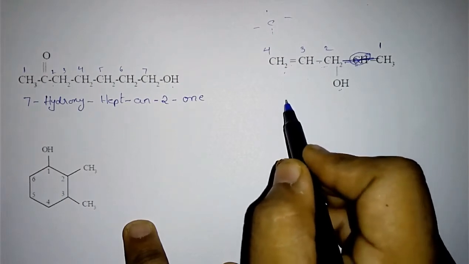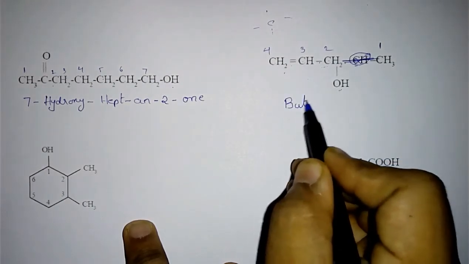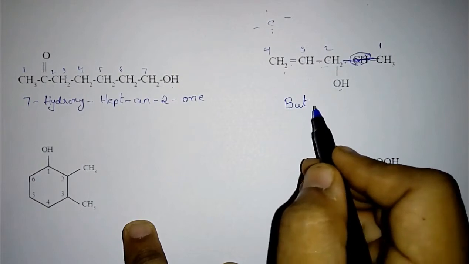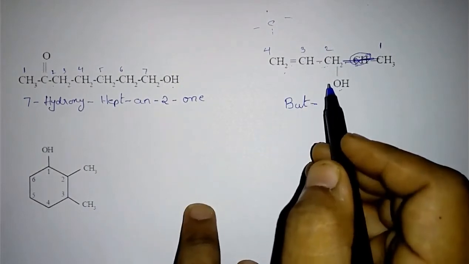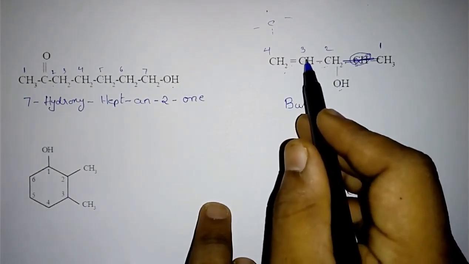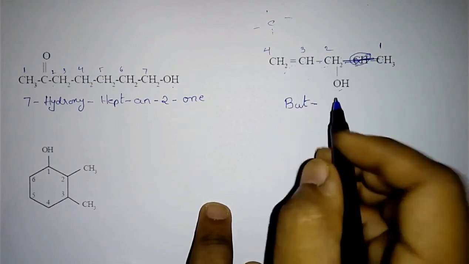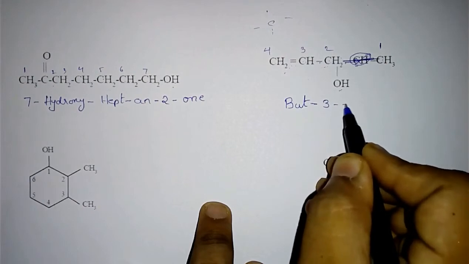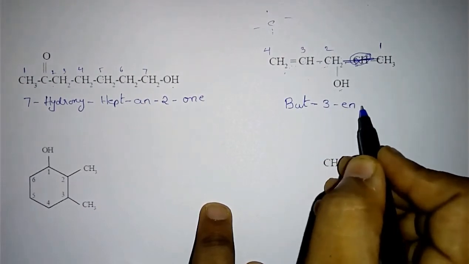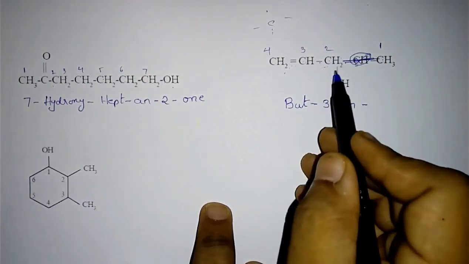So what will you write here? You will simply write it as but. Okay, but over, hyphen. Then comes our unsaturated compound. On which carbon is it present? First, second, third. On the third carbon our unsaturated double bond is present. So what will you write? 3-ene, hyphen. Then our functional group.